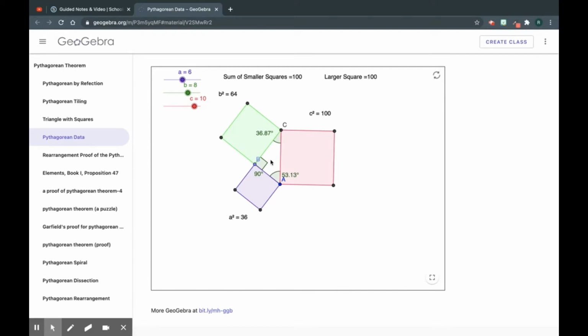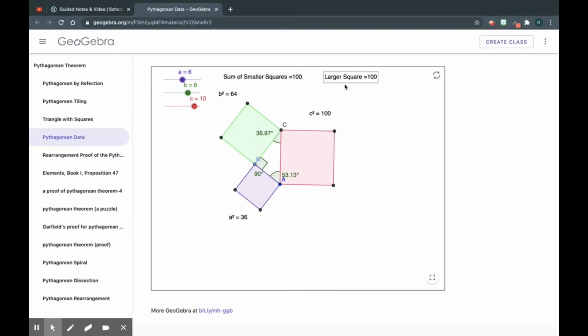The second question we have to answer in our table is, how does the sum of the smaller squares, my purple and green squares, compare to my bigger square, which is the red square? We can look here. The sum of my smaller squares would be 36 plus 64, and I get 100. That is equal to my bigger square, which is also 100. So here we could say the sum of the smaller squares is equal to my bigger square. That's what we have noticed in this case.